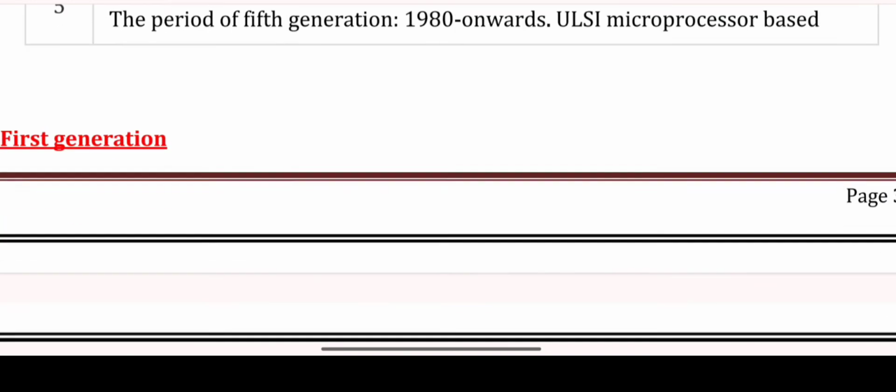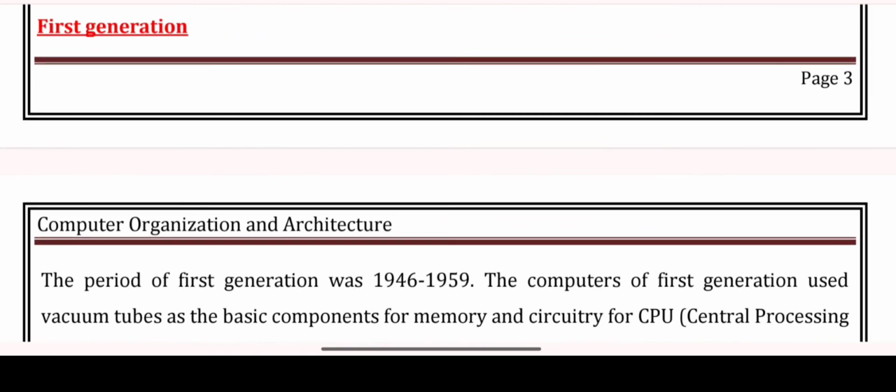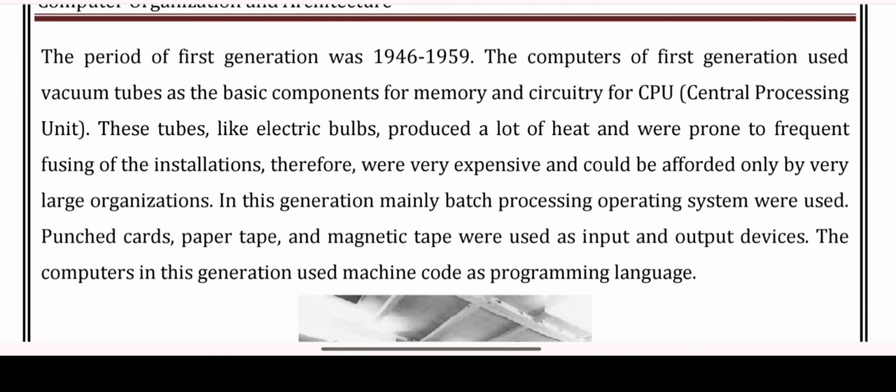And we are discussing in detail all 5 generations. Now we'll go to the first generation computer. The period of the first generation was 1946 to 1959. The computers of the first generation used vacuum tubes as the basic components of memory and circuit for the CPU. CPU means central processing unit.